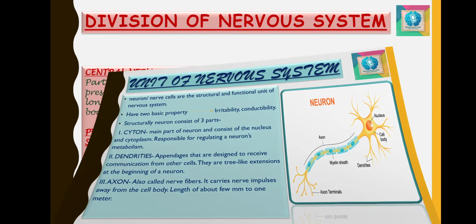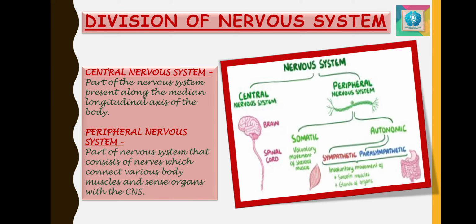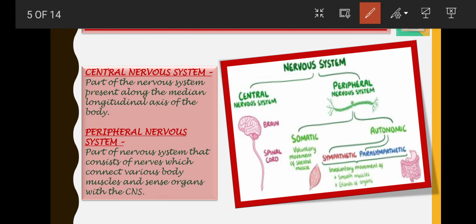Division of the nervous system. On the division of the nervous system, as we see, the nervous system is divided mainly into two parts: the central nervous system and the peripheral nervous system. First, the central nervous system. All the parts of the nervous system which are present along the median longitudinal axis of the body constitute the central nervous system. It consists of the brain and the spinal cord. It is a hollow, dorsally placed structure lying along the mid-dorsal axis of the body.